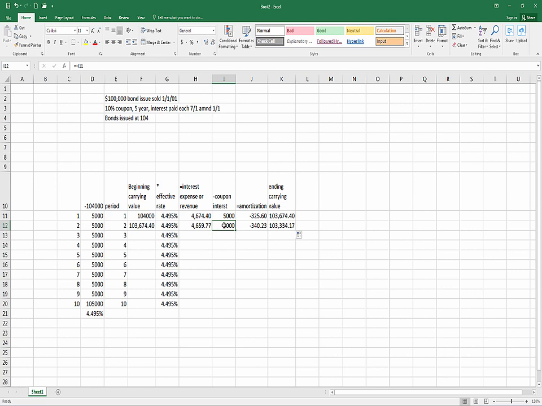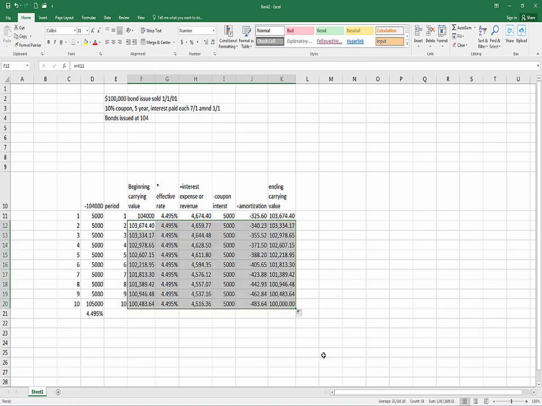And I'm sure there's some way I can turn that off. But in any event, all I do is I say, look, make this cell, cell I12, have the value of cell I11, the cell directly above it. Okay, so once I do that, I can go ahead and just highlight this and copy it all the way down, and we have our amortization table.